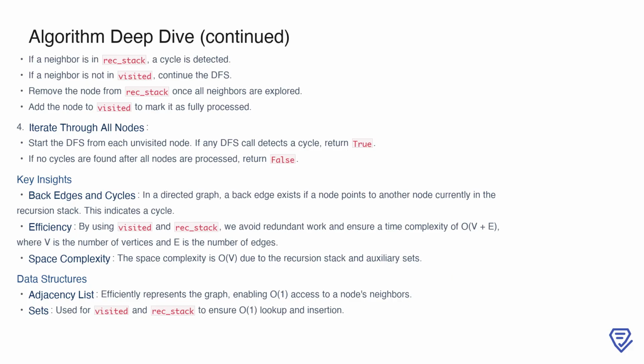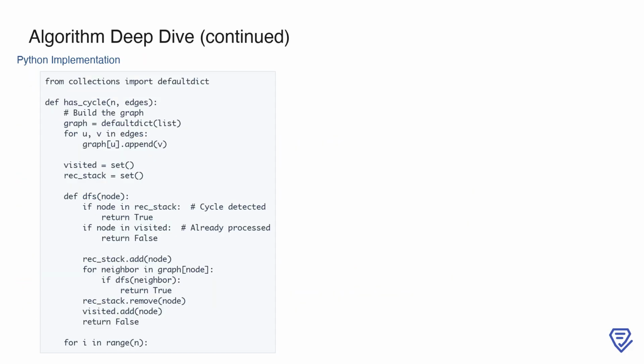The key insight here is the role of back edges in identifying cycles. A back edge exists when a node points back to another node that's already in the current DFS path, as indicated by rec_stack. This approach is efficient, with a time complexity of O(V + E), where V is the number of vertices and E is the number of edges. The space complexity is O(V), primarily due to the recursion stack and auxiliary sets used. The adjacency list representation and the use of sets for visited and rec_stack ensure that the algorithm is both time and space efficient. Here's how we translate this algorithm into Python code.